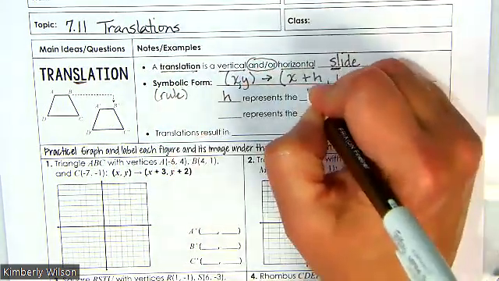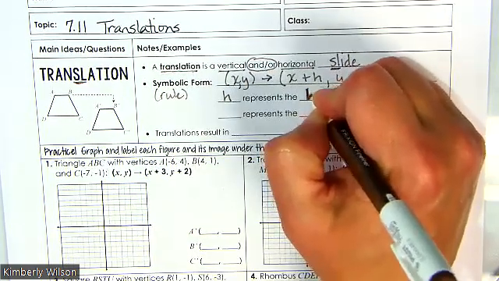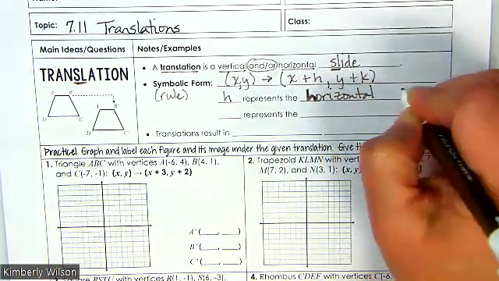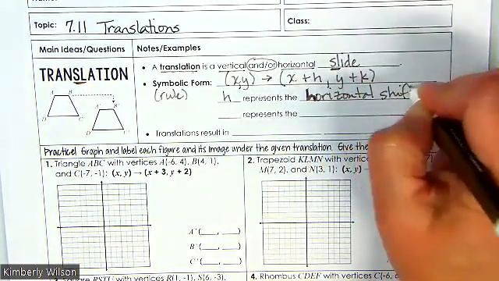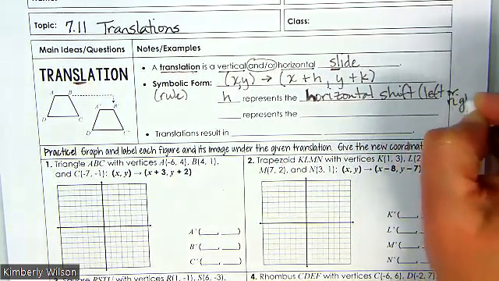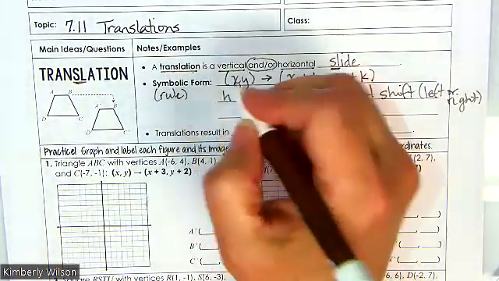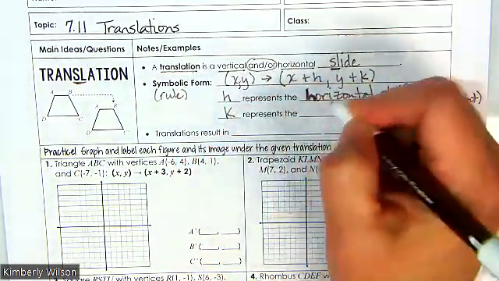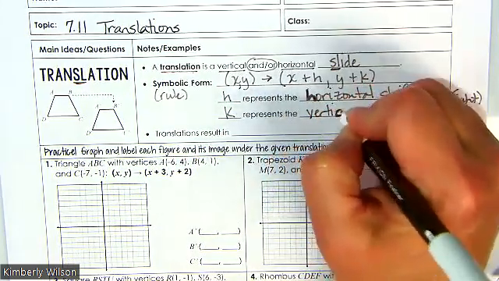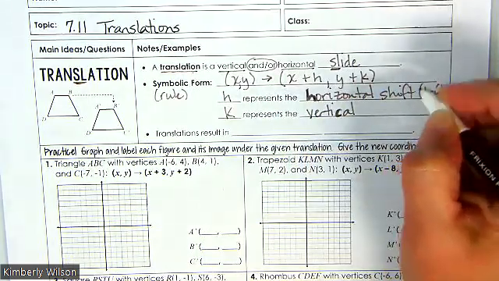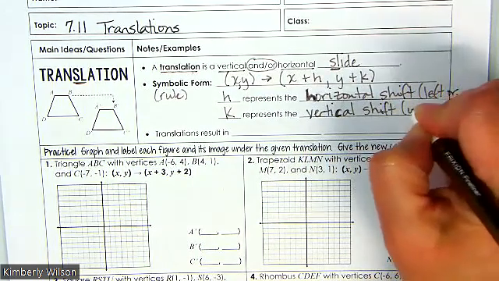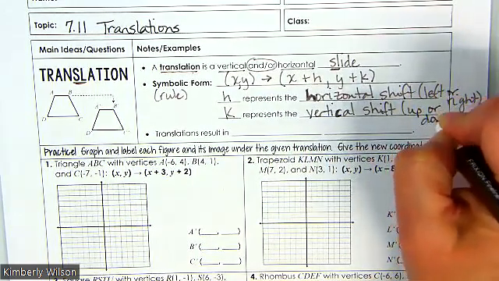H is for horizontal, the horizontal shift, which is left or right. The k is vertical. There's not a letter that goes with that, unless you want to say the c from vertical is similar in sound, but it's referring to the vertical shift, which is up or down.